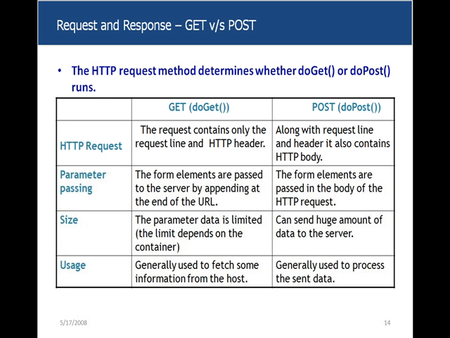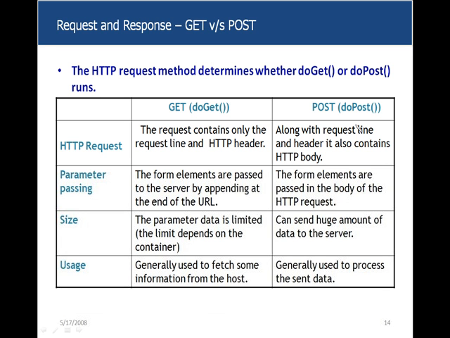So basically, when you use a get method, a get HTTP request only has a request line and a HTTP header. Whereas a post has a request line, HTTP header, and also has a HTTP body.